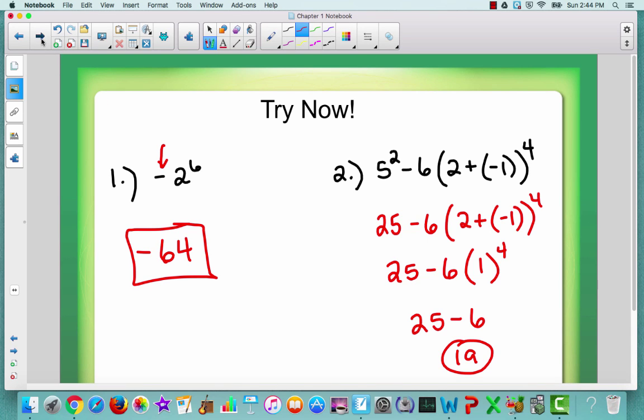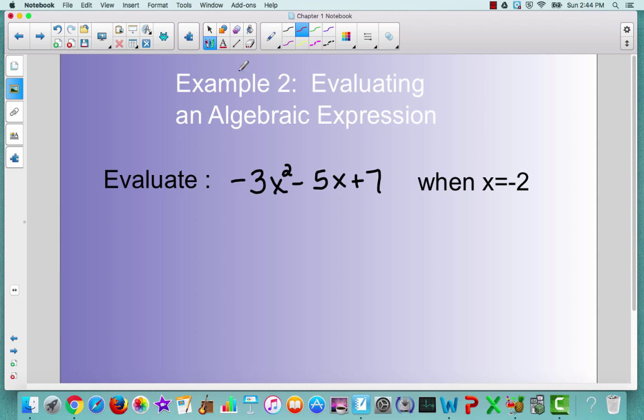All right, so that's a little bit about what we're going to be working on in class tomorrow, but let's keep moving. All right, evaluating an expression. So an example when I'm asking you to evaluate is basically I give you an expression, negative 3x squared minus 5x plus 2, and I say evaluate it when x equals negative 2. That just means let x be negative 2. That means just substitute negative 2 in for x everywhere in the equation.